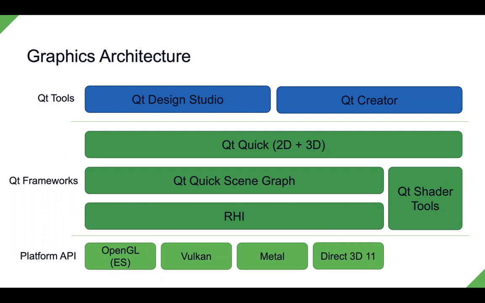To complement that, we've added what we call the Qt shader tools. This is a separate module that allows you to write shaders, vertex shaders, pixel shaders, compute shaders in a cross-platform way using GLSL, the Vulkan style GLSL, and then cross-compile it to all those different graphics APIs. You can do that at compile time or at runtime. And finally, of course, on top of that, we have our tools, Design Studio and Qt Creator, that are also then integrating with all this architecture.